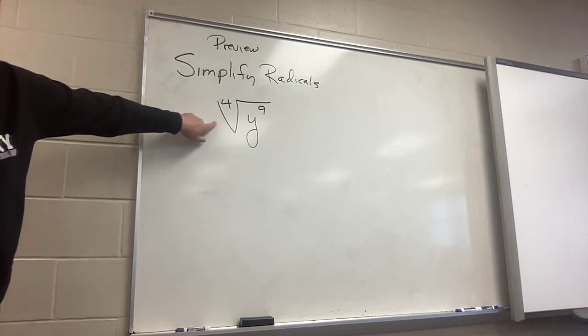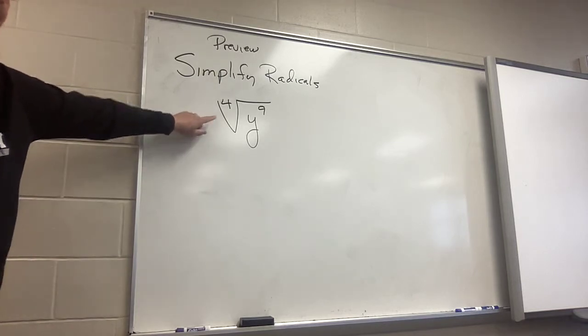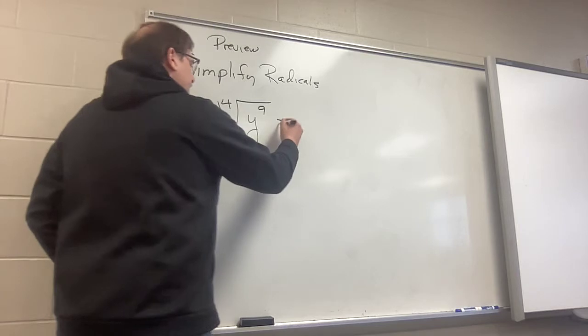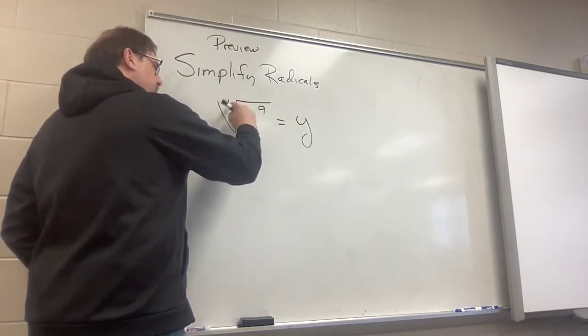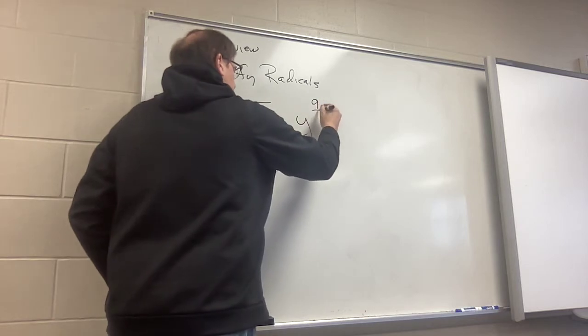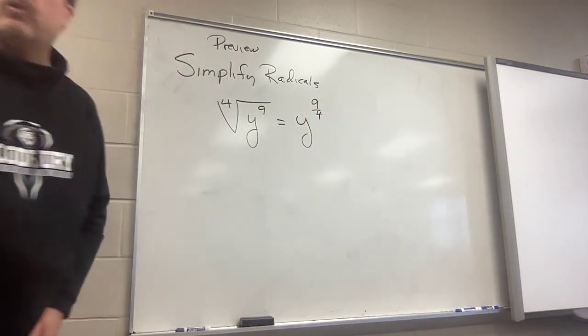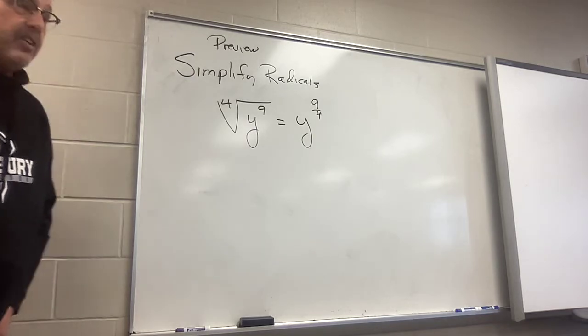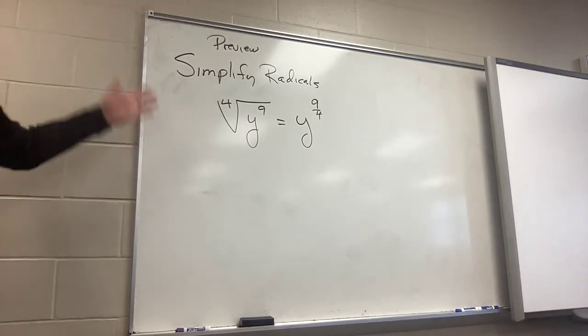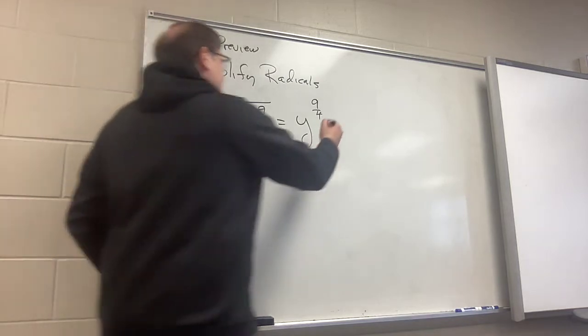We're going to do this the fraction way, and look how this becomes a fraction. It becomes y to the 9 over 4. It always works this way: this one over this one, 9 over 4. The fraction way is really cool and really easy. Believe it or not, the fraction way is the easy way.